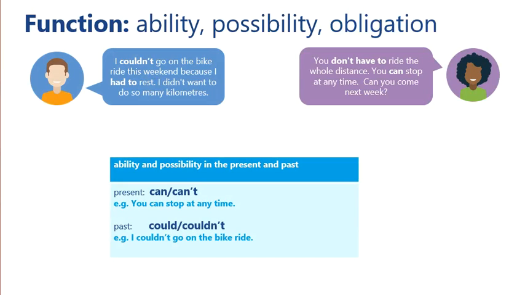Now, let's see some other examples. Another example is, can you come next week? Or you can stop at any time. So we have a sentence talking about ability and possibility in the present. You can stop at any time. Or in the past, we have the previous sentence: I couldn't go on the bike ride.